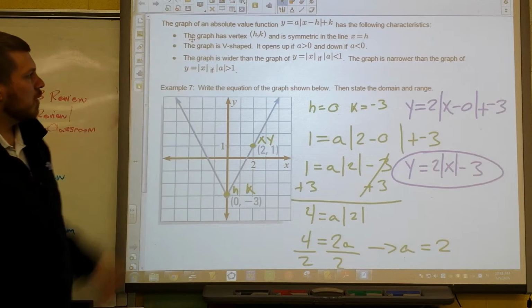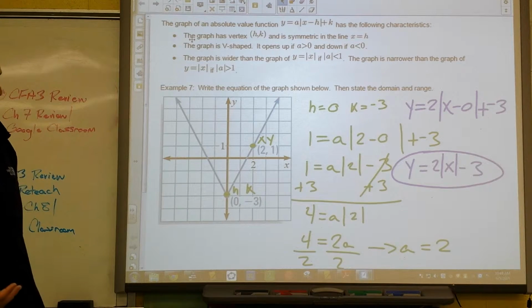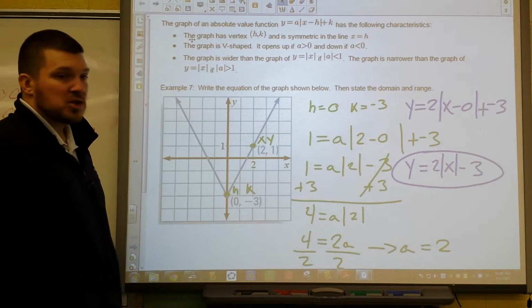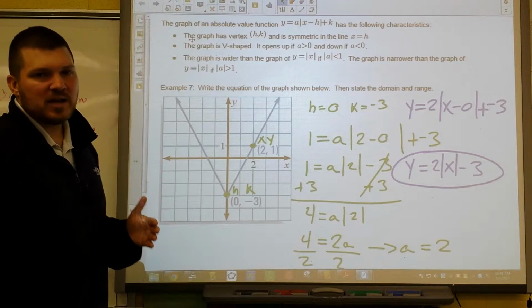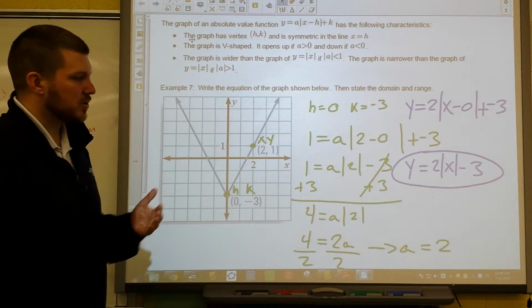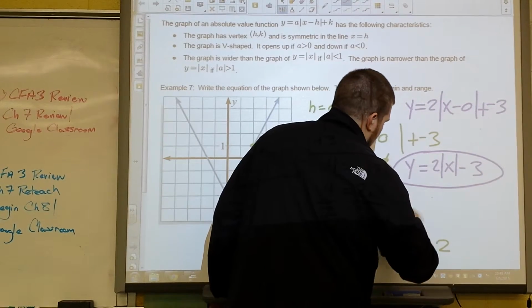Now, we're also asked to state the domain and the range. This is where things get a little weird. First off, domain is our input values. In this case, it's our x values. Again, 99% of the time when we're talking about domain, that's our x values. So what I'm thinking about is my domain.